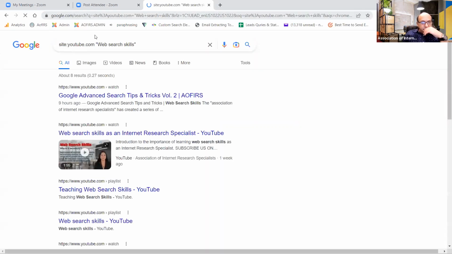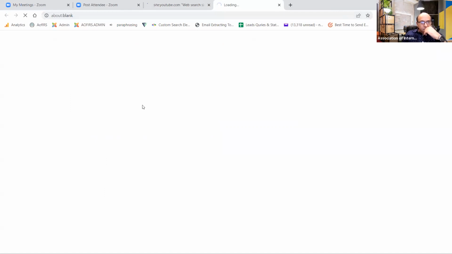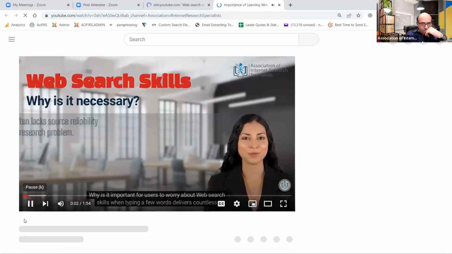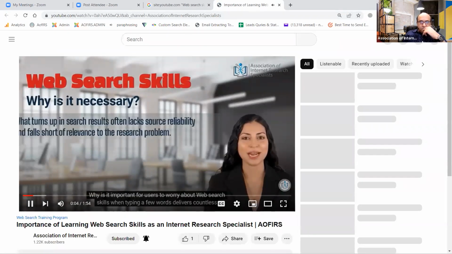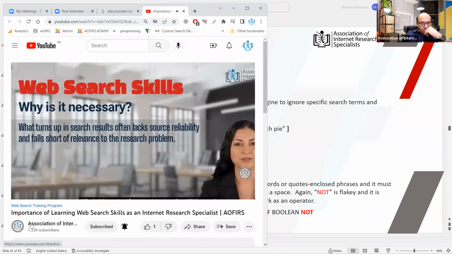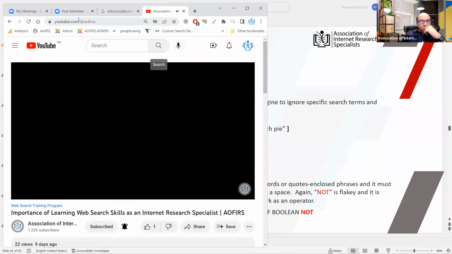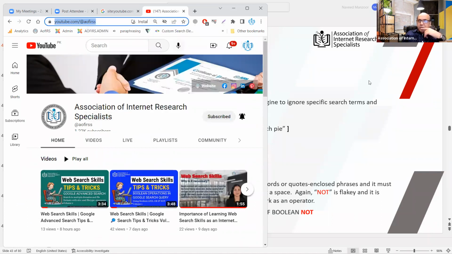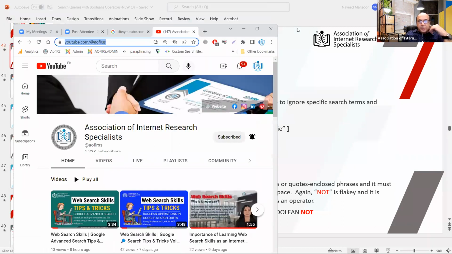I think this is the one. It's important for users to worry about web search results. So I'm just giving you a link right now that you can copy and paste.